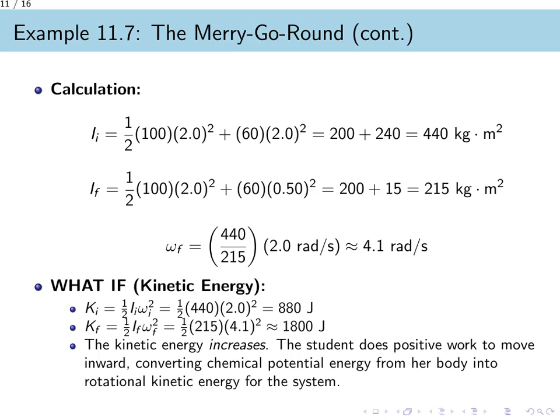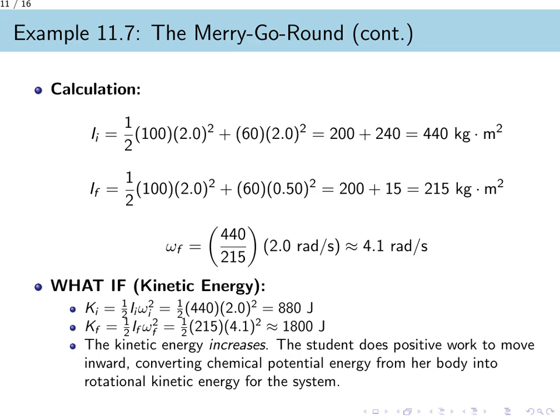So where did this extra energy come from? The system is isolated, so no external work was done on it. The energy came from an internal transformation. To move toward the center, the student must pull herself inward, doing positive work.